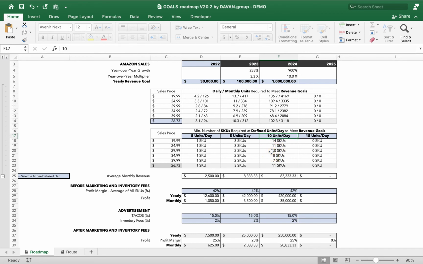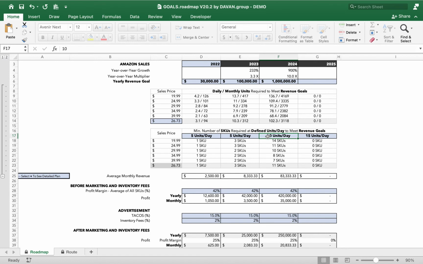So this allows you to plan your product portfolio to say, okay, I think each product that I sell can easily sell 10 units a day. I want to make $1 million revenue in the year. They're all going to sell at around $29.99. Then this sheet will tell you, okay, you've got to sell 10 different SKUs. And that'll help you when you're looking for new products.